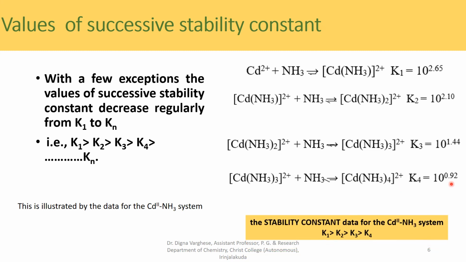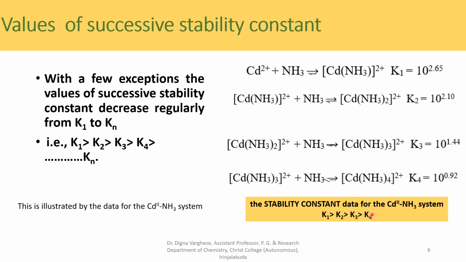Here you can see the stability constant data for the cadmium NH3 system is found to be K1 greater than K2 greater than K3 greater than K4. For K4 its value is 10 raised to 0.92 and K1 is 10 raised to 2.65. So always the successive stability constant decreases regularly from K1 to Kn.